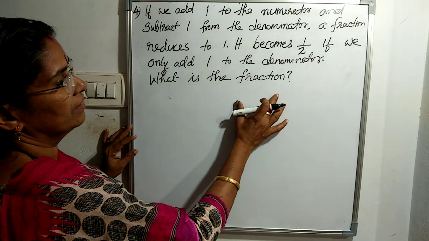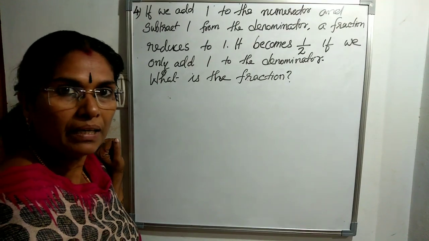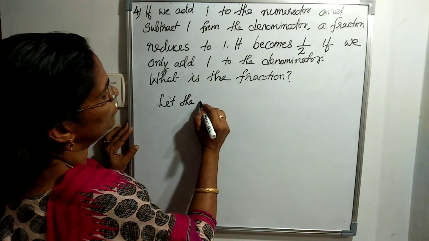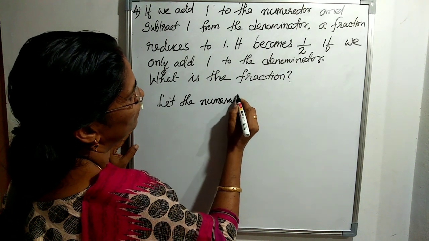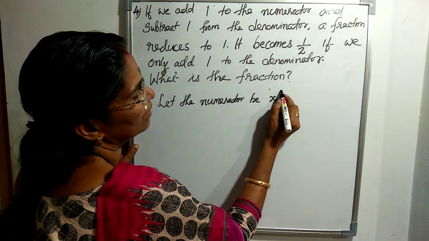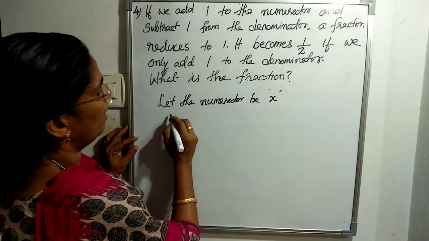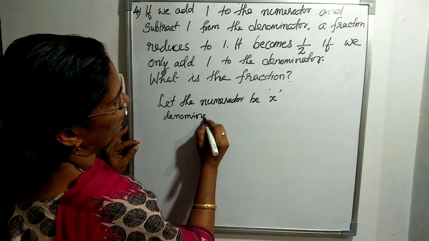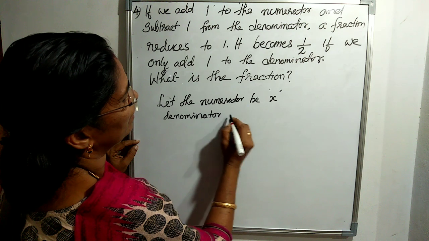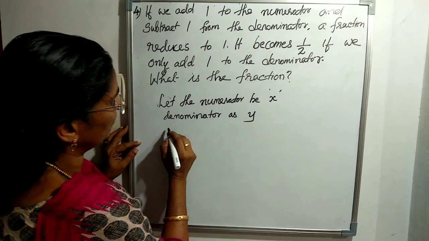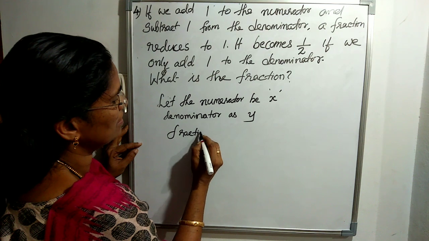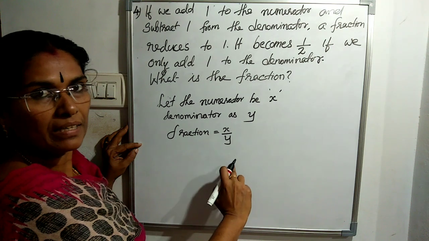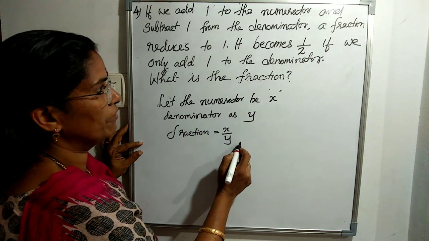Here it is a fraction, so there will be a numerator and a denominator. Let the numerator be x and the denominator be y. So what will be the fraction? The fraction we can write as x by y. x is the numerator, y is the denominator. So the fraction is x by y.